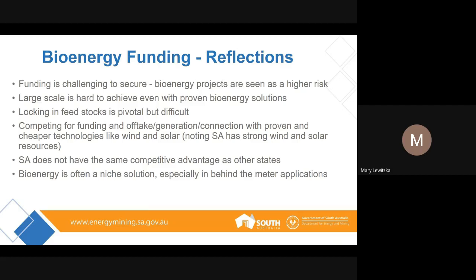I don't think South Australia has the same competitive advantages of other states. For example, Queensland has vast amounts of available residues, and New South Wales and Victoria have higher and less distributed populations, which make it a little bit more challenging in some areas of South Australia. Bioenergy is often a niche solution, especially behind the meter applications. And often these energy generation and waste disposal is not business as usual for a lot of these businesses, and they don't have the in-house expertise, skills or funds to do that project development, as Diane was mentioning earlier.